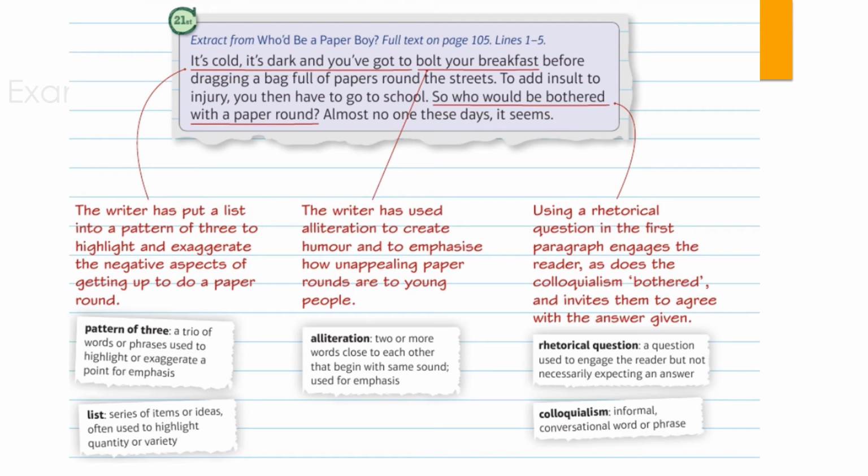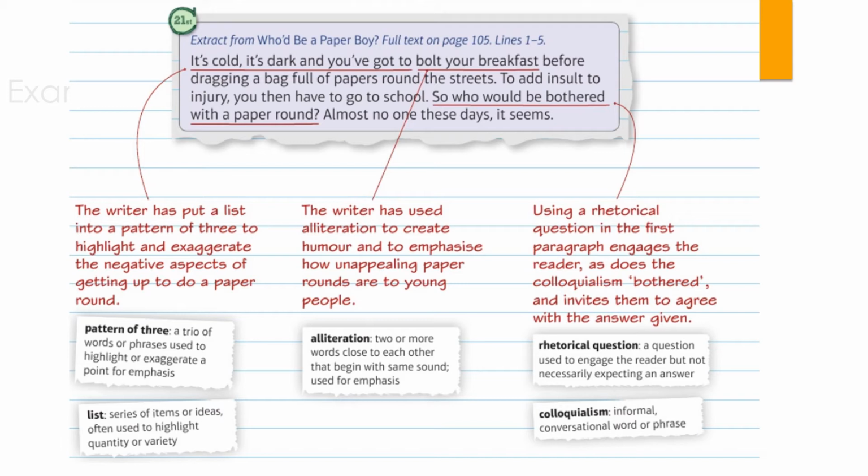Okay, so let's take a look at the example at the top of this slide. This is an extract from Who to Be a Paperboy. It's a 21st century text, and if we look at the bits that are underlined, you'll see: it's cold, it's dark, and you've got to bolt your breakfast. The first part of that is a power of 3 example. Power of 3 is used to exaggerate or highlight a point for emphasis. Also, there's something about the human brain that likes things in threes. Whenever you describe anything, you tend to do it in a 3 structure.